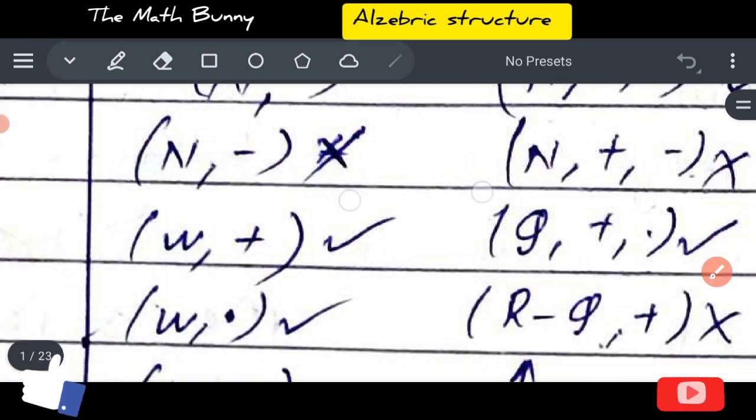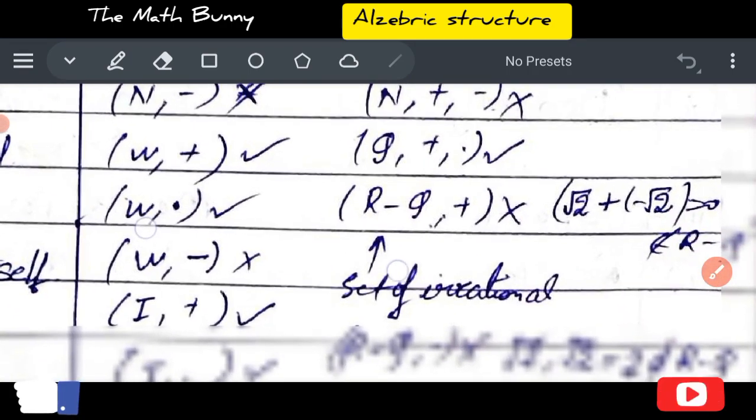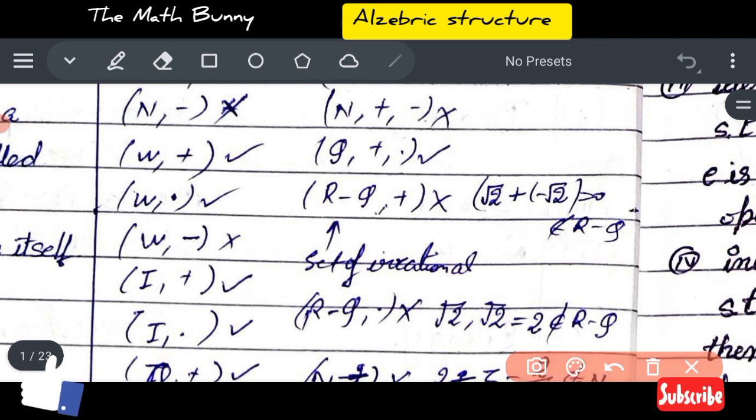Now let's move further and take some different examples. If you take whole numbers and add them, then you will definitely get a whole number. So this is an algebraic structure. This is also an algebraic structure, because if you multiply two whole numbers, you will definitely get a whole number. This is not an algebraic structure, because if you get a negative sign, then the result will be out of the set. Let's check this. Integer: addition of integers will always be an integer. So this is an algebraic structure. This is also an algebraic structure.